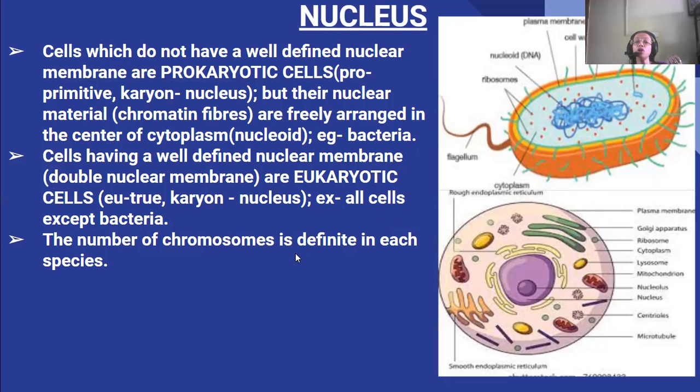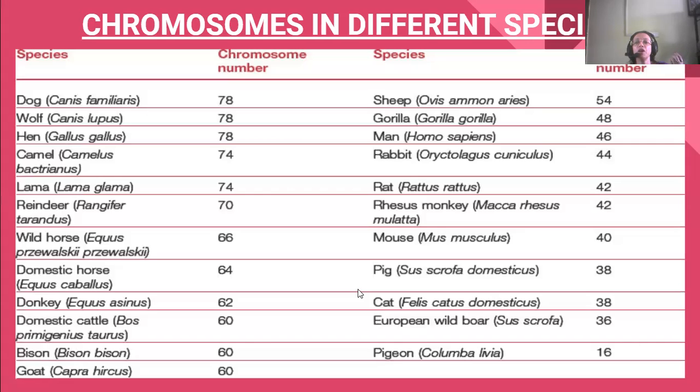Then, the number of chromosomes is definite in each species. Species to species, the number of chromosomes differs. Next we come to the number of chromosomes of the different species. Dogs, known as Canis familiaris, have 78. Sheep has 54, wolf has 78, gorilla has 48, hen has 78, man has 46 chromosomes, that is 23 pairs.